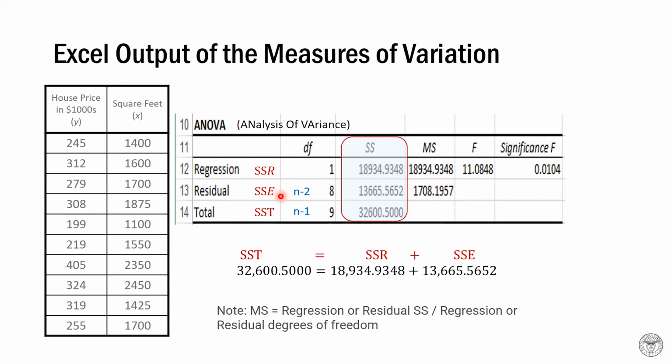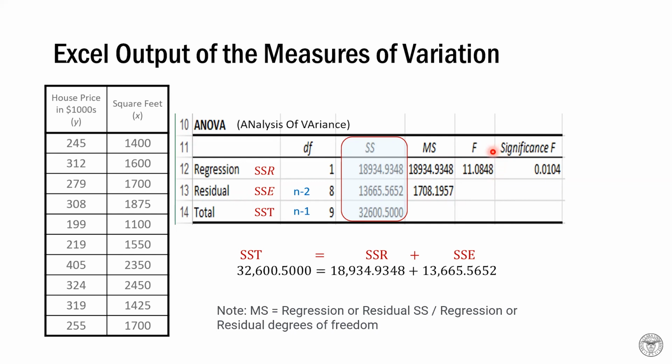In the first row, the DF means the degrees of freedom. SS means sum of squares. MS means mean square error, equal to the regression SS over regression degrees of freedom and residual SS over residual degrees of freedom, respectively.